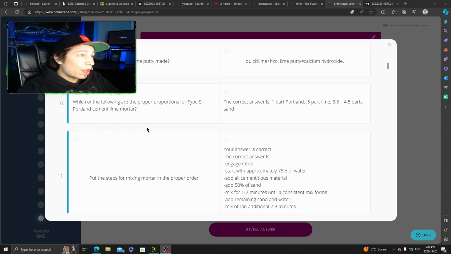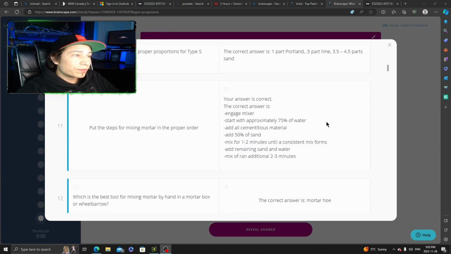Which of the following are the proper proportions for type S Portland cement lime mortar? 1 part Portland, 0.5 parts lime, 3.5 to 4.5 parts sand. Okay. So, the proper proportions for type S Portland cement lime mortar are 1 part Portland, 0.5 parts lime, 3.5 to 4.5 parts sand.